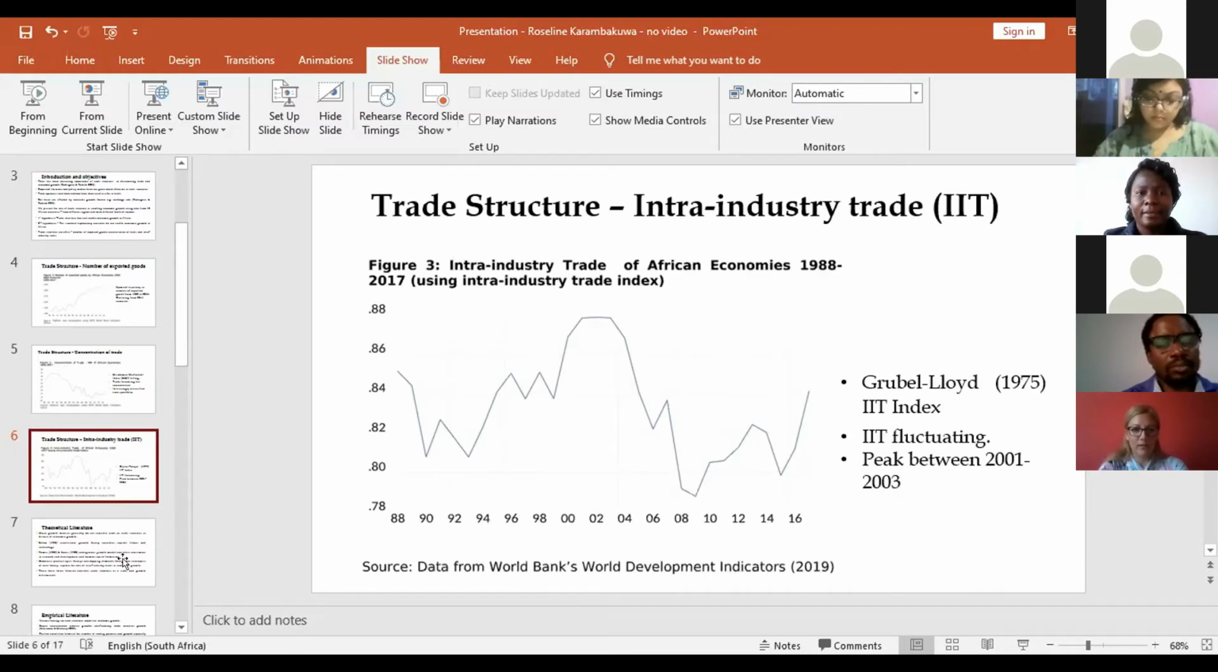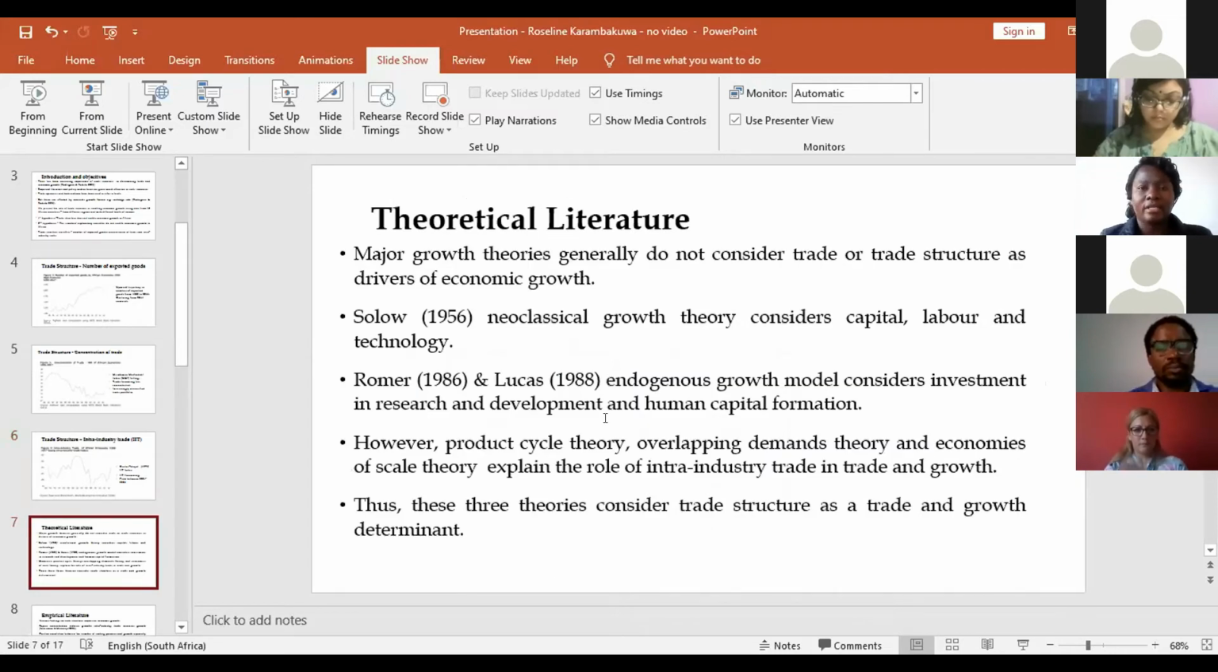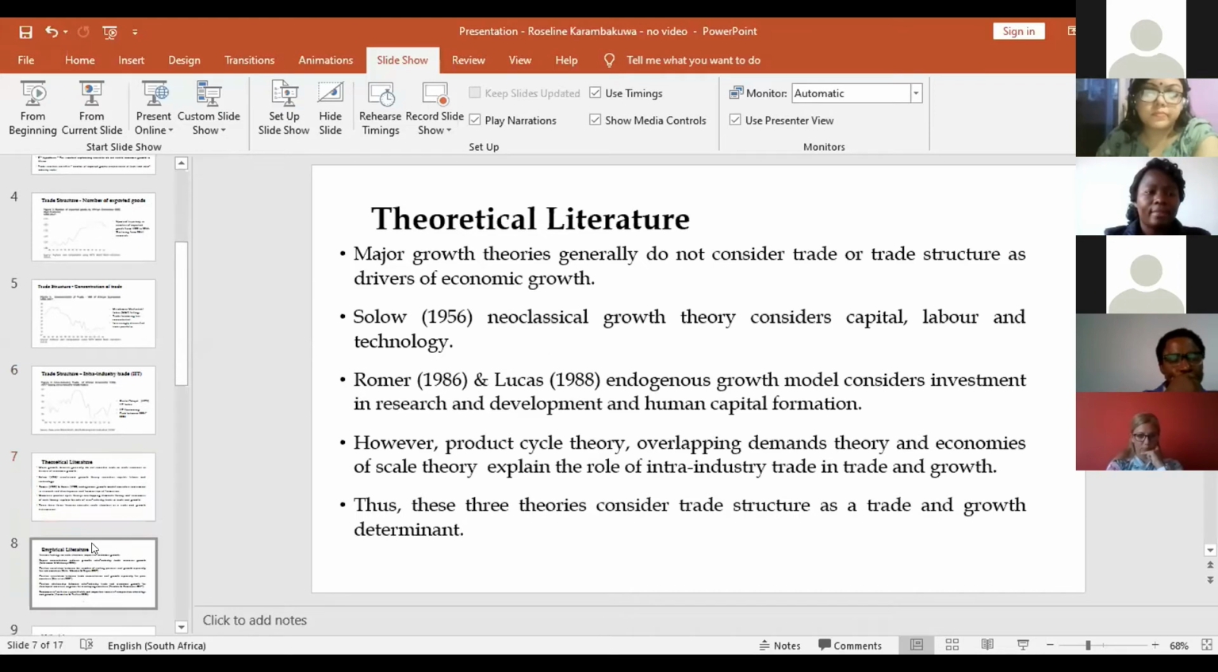In terms of theoretical literature, the major growth theories basically do not consider trade or trade structure as drivers of economic growth. That is the Solow model, neoclassical growth theory, and Romer and Lucas endogenous growth model. However, there are also theories that consider trade and trade structure as determinants of economic growth. These are the product cycle theory, the overlapping demands theory, and also economies of scale theory. Hence, they consider trade structure as determinants of economic growth.